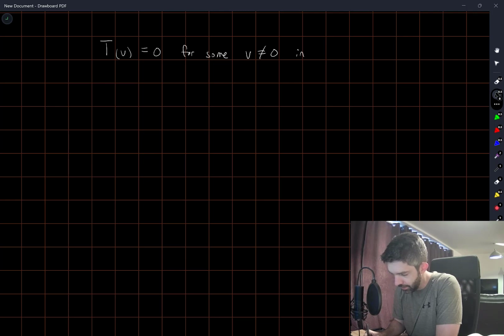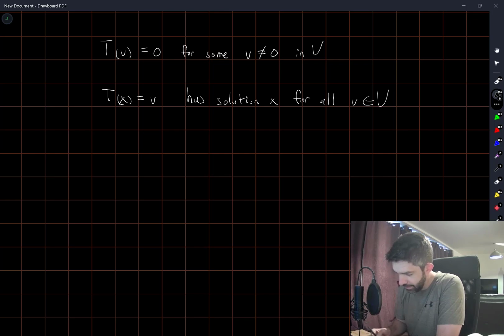So the two statements that were given here are: T of v is equal to 0 for some v not equal to 0 in the vector space V, and the other one being T of x equals v has a solution x for all vectors v in the vector space V.